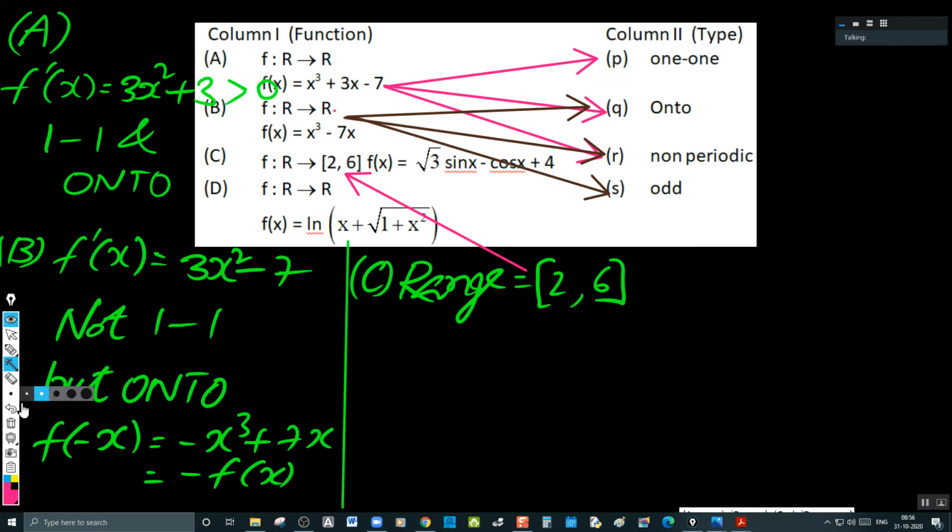So what are the options, anyone please, for this? C के लिए not 1, 1 but onto, and it is periodic, of course. Only one option there. It's only onto. I think everyone understand that. Yes, sir. Now coming to D.